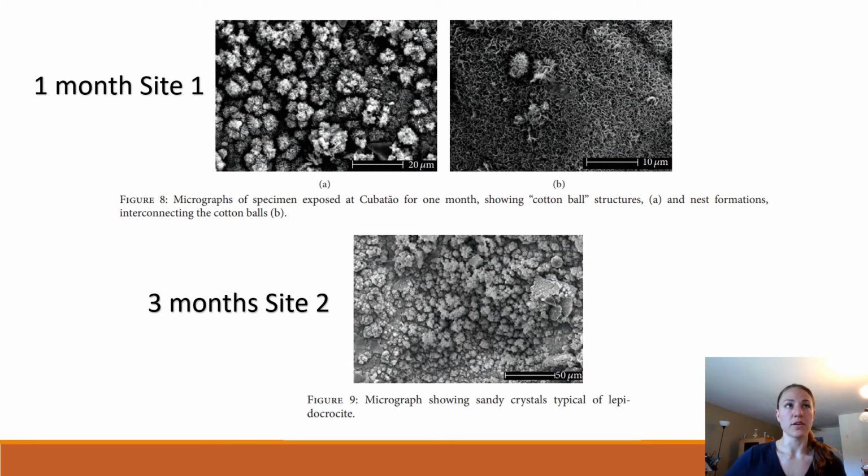These are our micrographs from our natural weathering parameters. We're seeing these cotton ball-like structures, and also the nest formations. These are typical of semicrystalline goethite. Our 3-month photo on the bottom there is from site 2, and we're seeing sandy crystals of lepidocrocite, which is the main phase in our natural weathering.